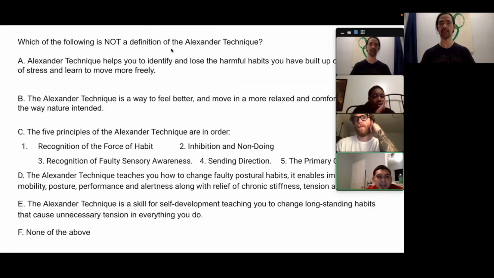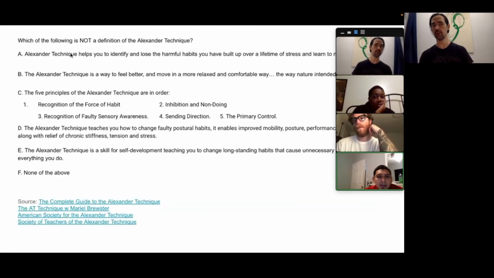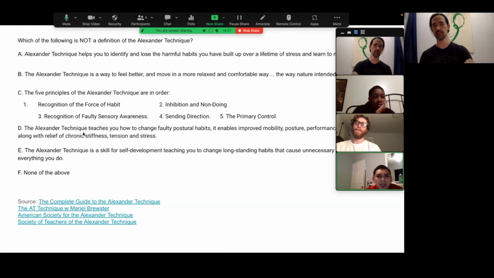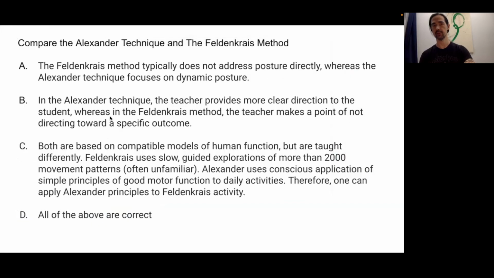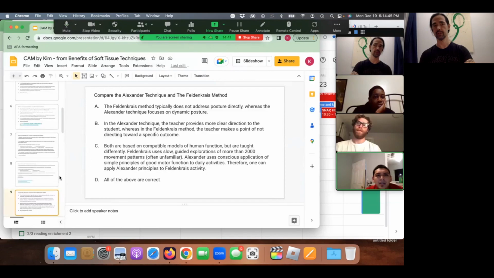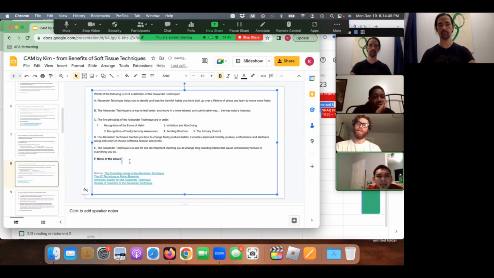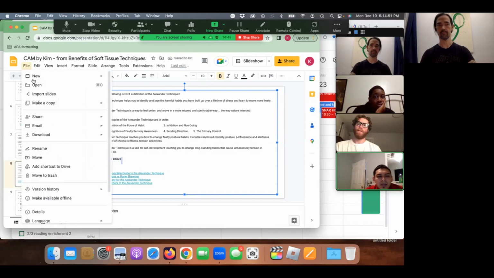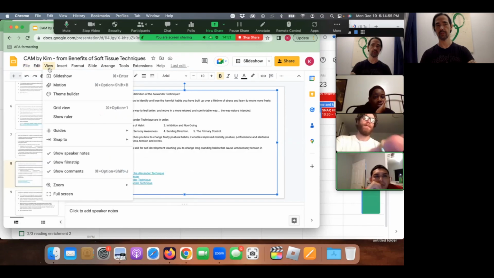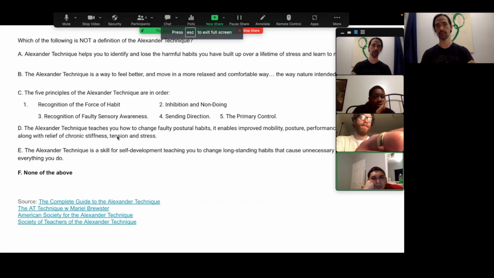Which of the following is not a definition? So what does it actually mean when you select F, none of the above, in answer to the question, which is not a definition? What does that actually mean? I know that you know the answer, just humor me. Marcos, what does it mean to select none of the above in response to the question, which is not a definition?